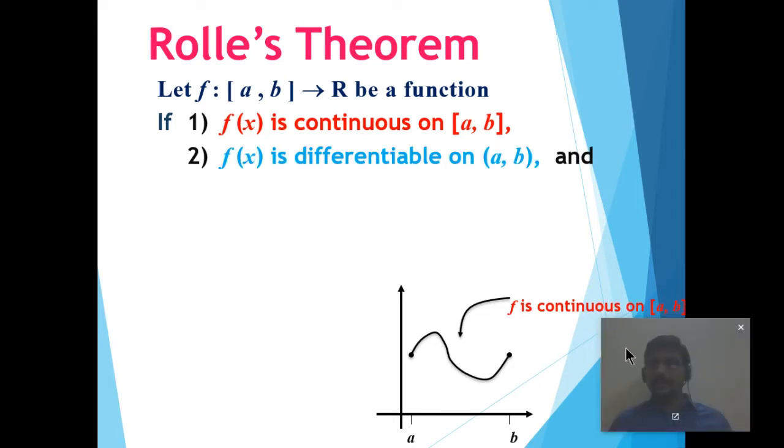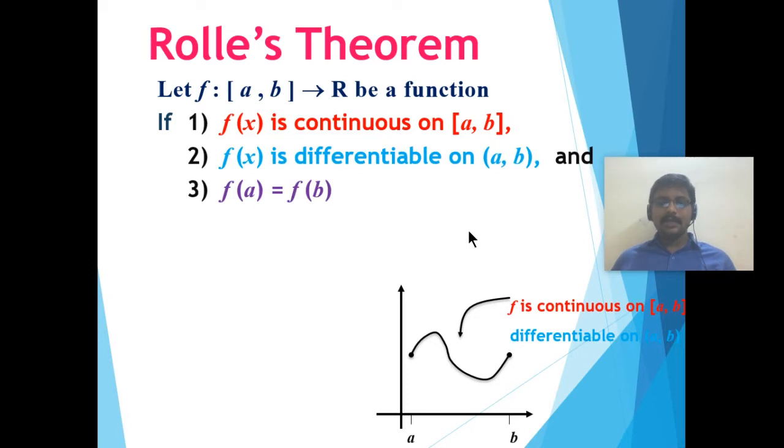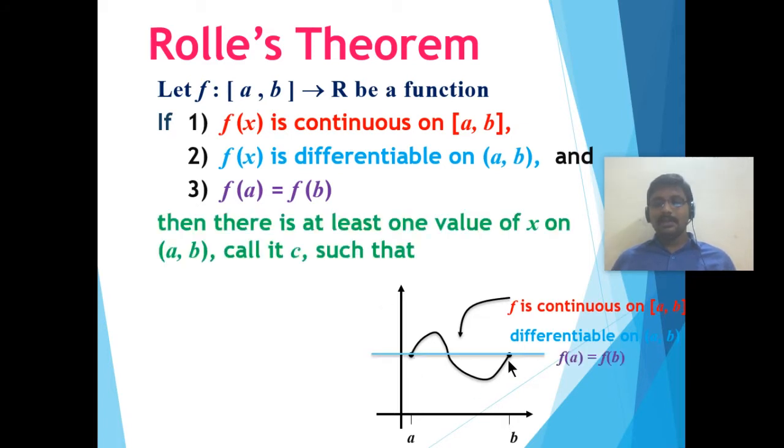Differentiable means the derivative must exist. So the second condition is f of x must be differentiable in open interval a, b. Third condition, f of a equal to f of b. That is, the functional values must coincide at the end points. The end points are a and b. That is, f of a is equal to f of b.